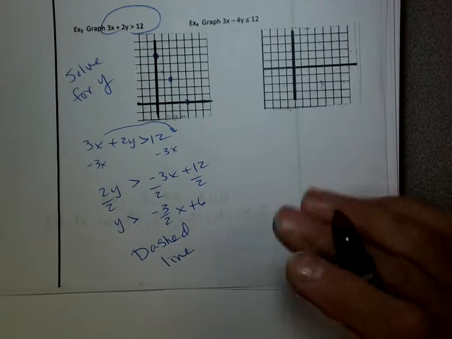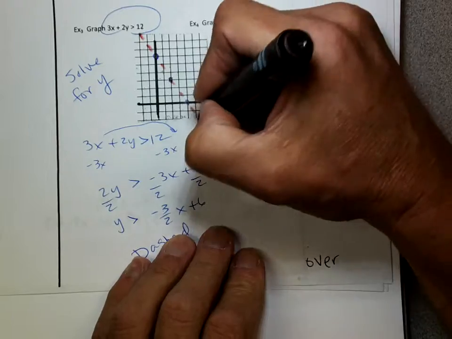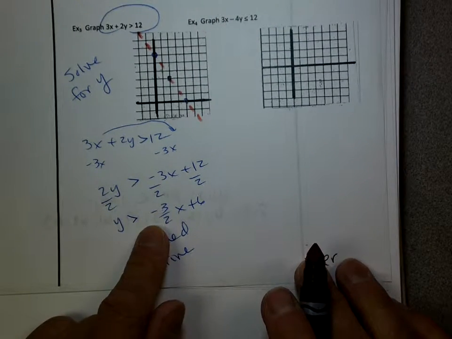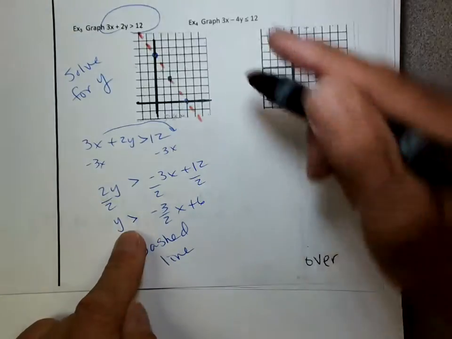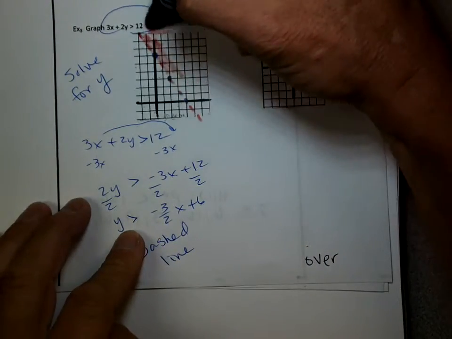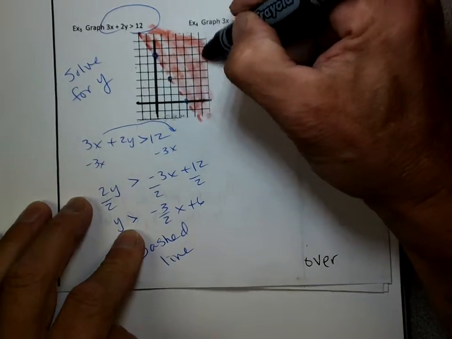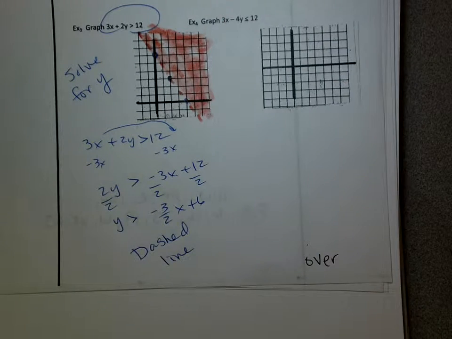So take my pen out, get a dashed line because it does not equal it, and it says y is greater than. So I'm thinking, okay, everything above the line. So everything above the line would be greater than that line. So I'm going to shade this entire region here. Okay.